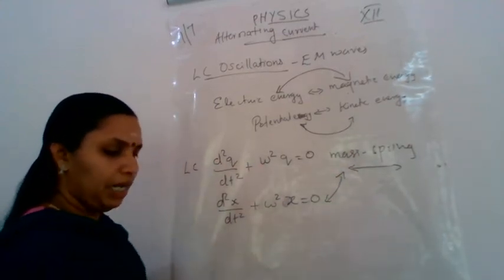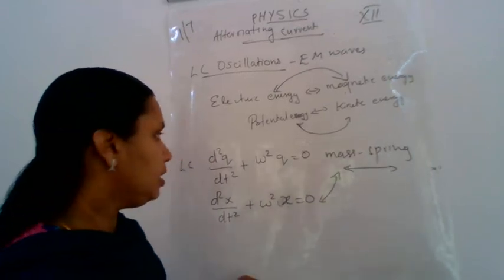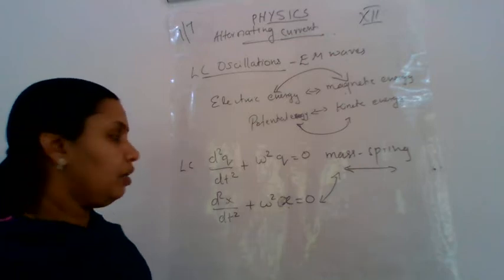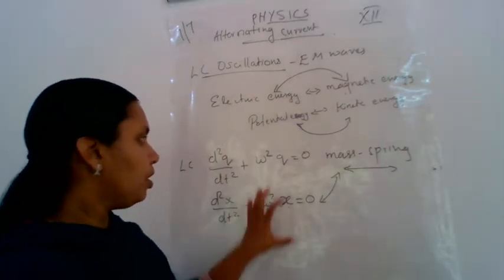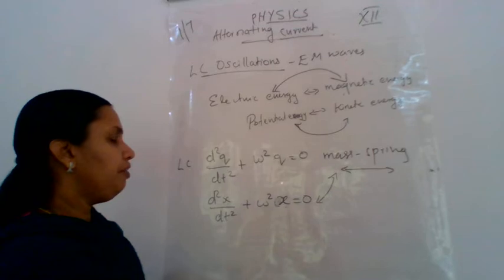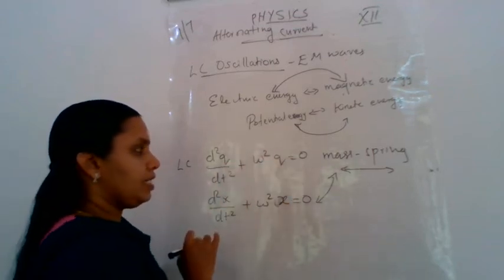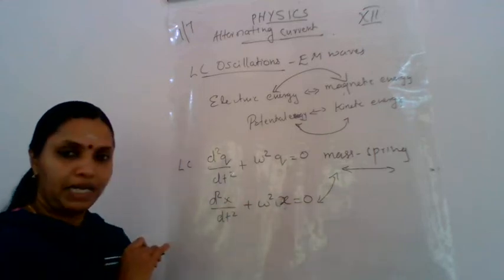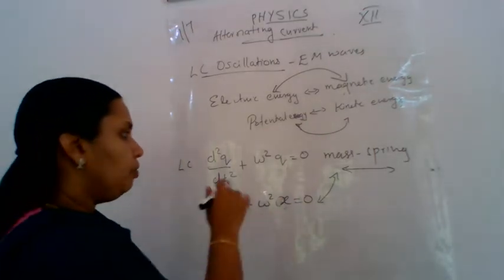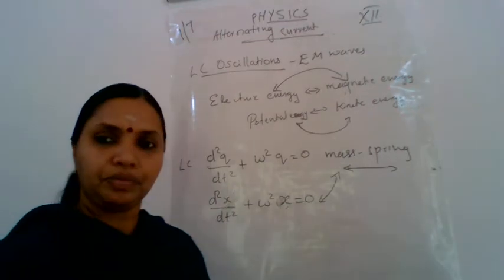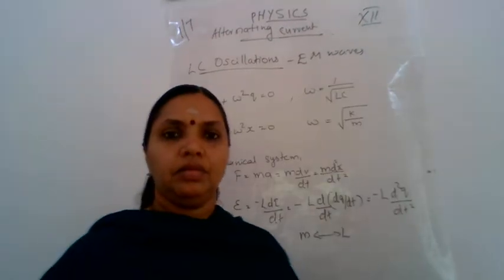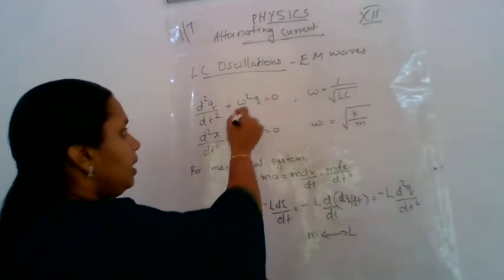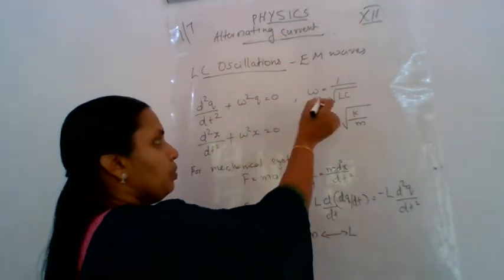So from the equation, comparing both the equations, it is in the same form, isn't it? It is a second order differential equation. So following all these things, only the variable is different. Here it is q and here it is x. That is, here the variation of the charge and here the variation of displacement. Okay, so we can compare this equation. So here the equation, d square q by dt square plus omega square q is equal to 0.